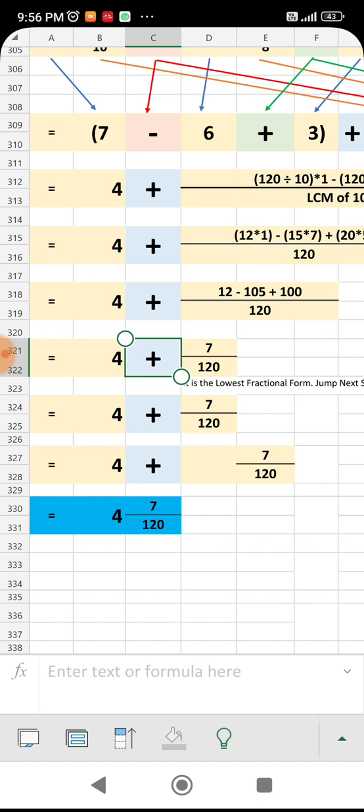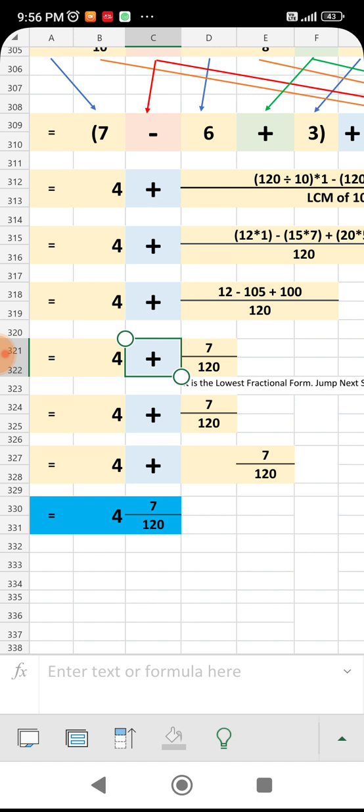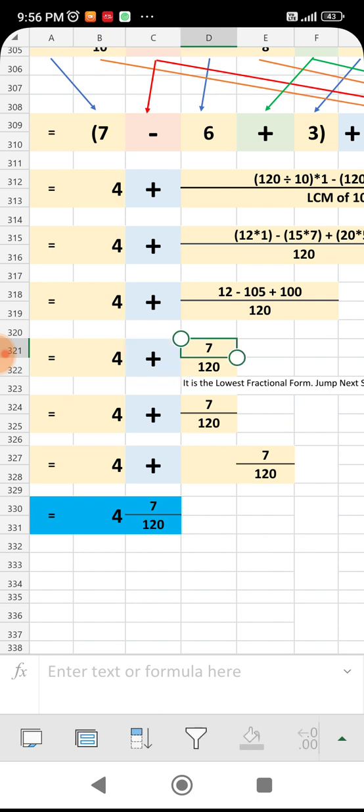In some cases, it could happen, suppose this minus 105 may be minus 150. Then what will be 112 minus 150? That means it is not possible. In that case, what do we have to do? The plus sign will be changed into a minus sign. And then you have to subtract 150 minus 112 and put the number here.